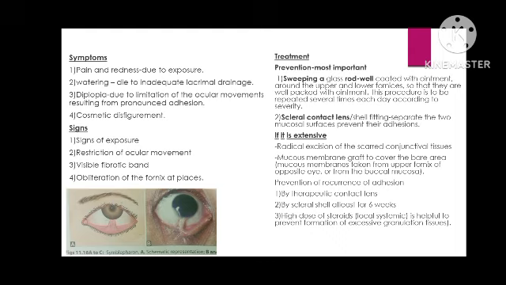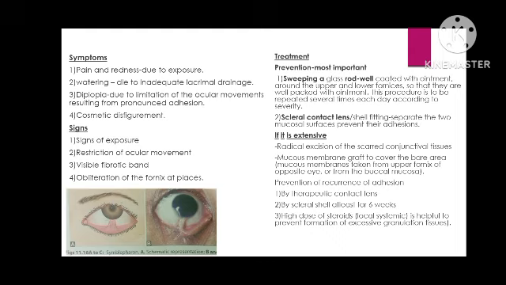Sweeping of a glass rod well coated with ointment around the upper and lower fornix so that they are well packed with the ointment, a procedure which is repeated several times each day according to severity. And a clear contact lens shield is fitted, separating the two mucosal surfaces, preventing their adhesion.